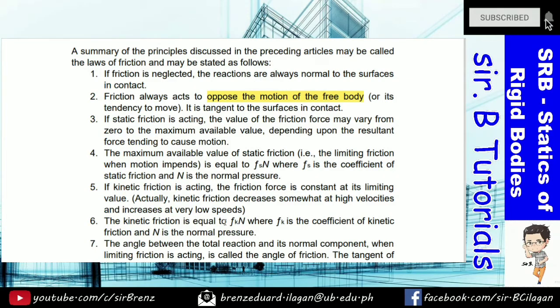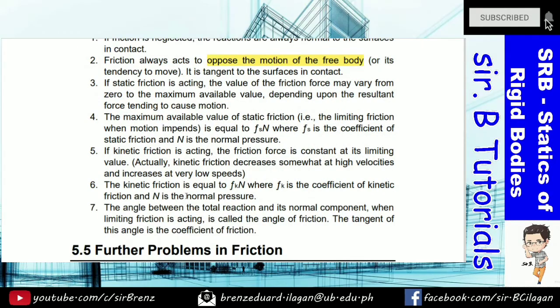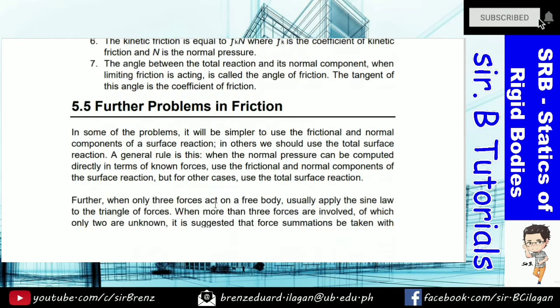So, the kinetic friction is equal to F sub K, or mu sub K times N, where mu sub K is the coefficient of kinetic friction. Anyway, number 7, the angle between the total reaction and its normal component when limiting friction is acting is called the angle of friction. The tangent of this angle is the coefficient of friction.